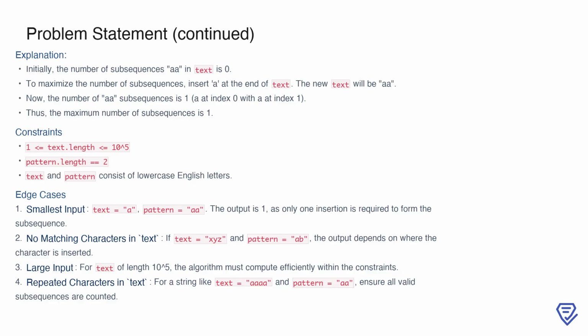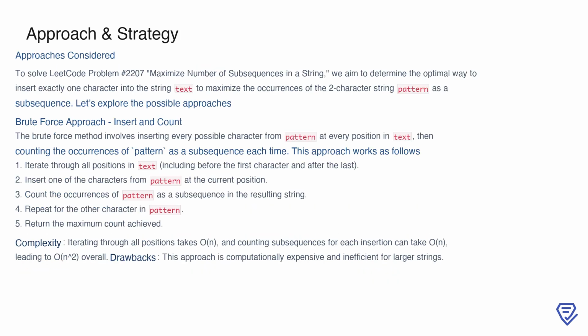The problem also includes constraints to ensure efficiency, like handling cases where text is as long as 100,000 characters, or where there are no matching characters in text. It's important to design a solution that works efficiently across all edge cases, such as repeated characters in text or very small inputs. To solve the problem of maximizing the number of subsequences for a given pattern in a string, we need to determine the best way to insert exactly one character.